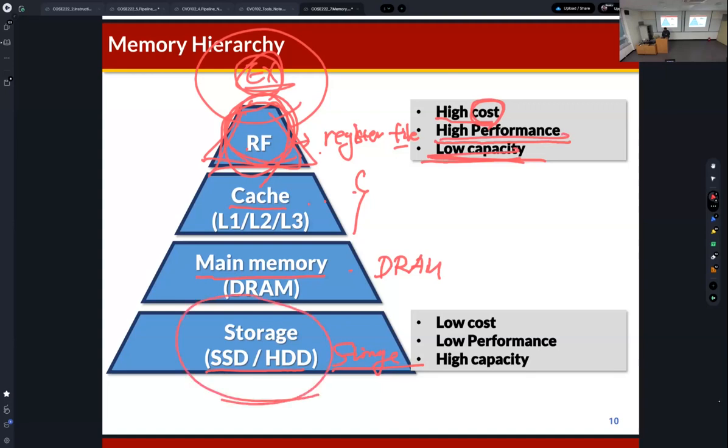But how about the storage, SSD or hard disk drive? Recently we can enjoy very large storage devices such as 1 terabyte or 2 terabytes. Compared to 128 bytes, it's 1 terabyte. What is tera?